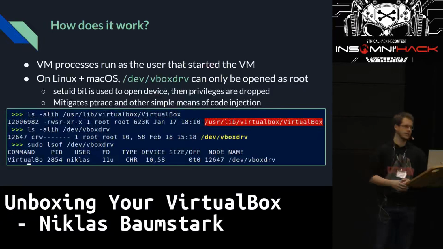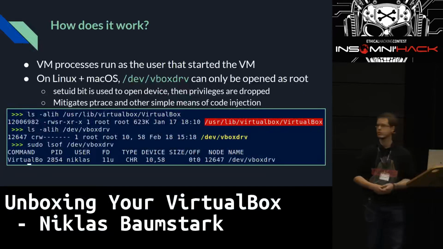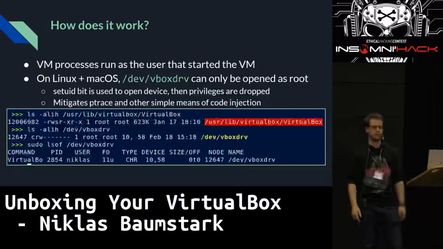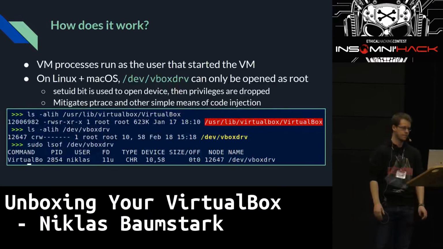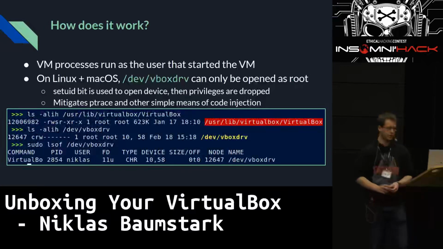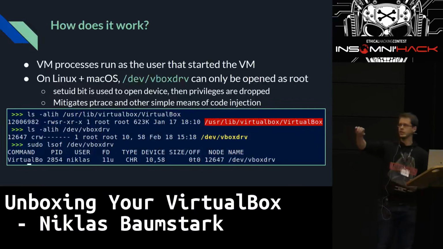And then the VirtualBox process itself, it is also owned by root, and it has the setUID flag set. So the first thing it will do when it starts is it will open a handle to VBox driver, and then it will drop privileges back to the user that started the VM. And after that, it's just an unprivileged process, and it can't open the device anymore. But of course, it has somewhere in its global memory this file descriptor stored. So in the last line, you can see a running process, and you can see that it's actually running as an unprivileged user, but it has this handle open.